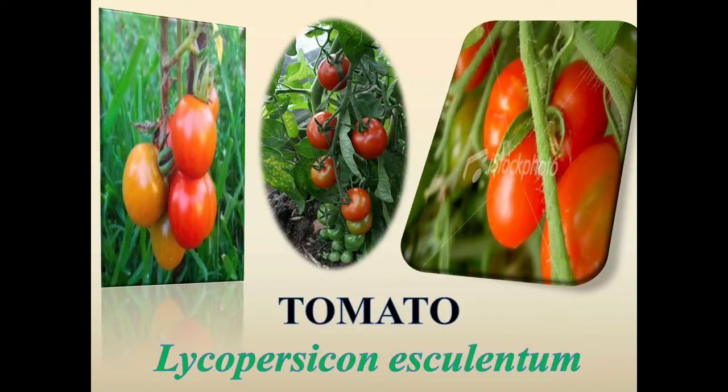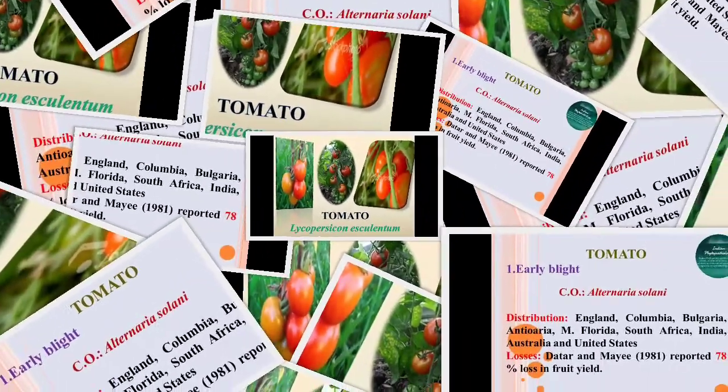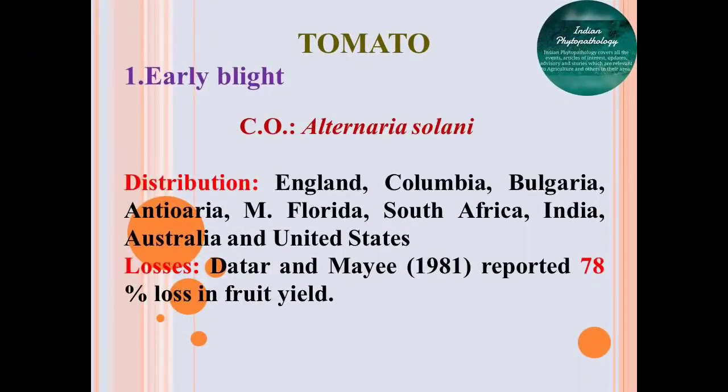First, we will see early blight of tomato. Early blight of tomato is caused by Alternaria solani, and this is one of the widely distributed diseases found all over India and all over the world also. There are 78 to 80% losses noted against the infection of this disease.